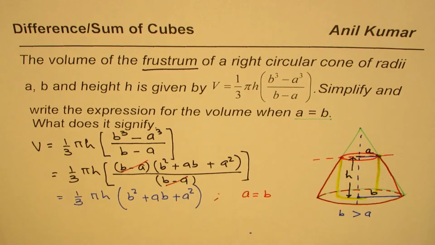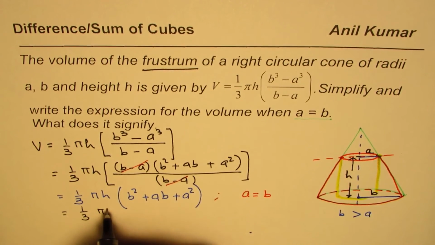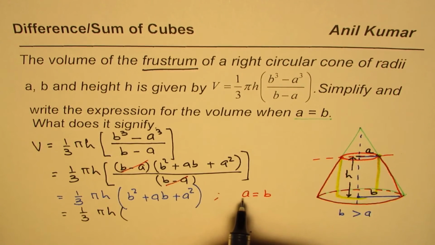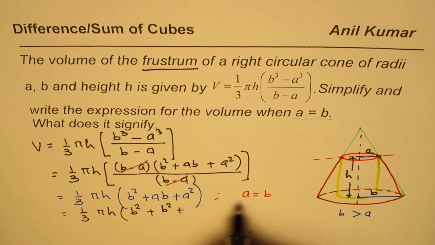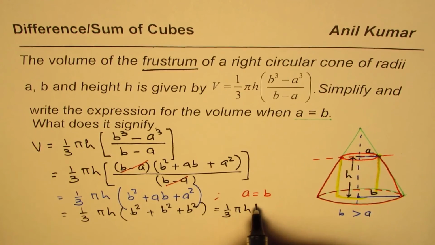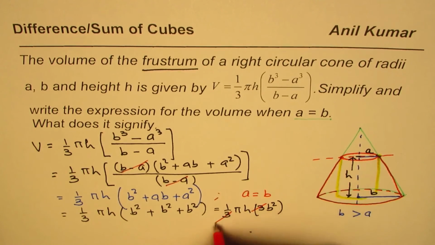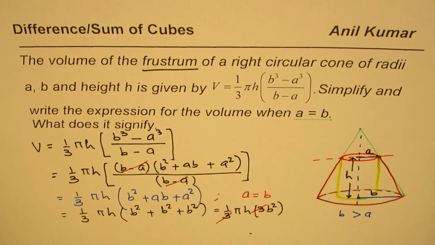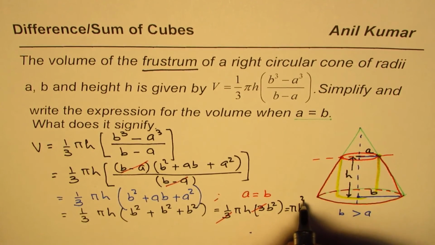So if I substitute a equals b, then I will write this as 1 over 3 pi h. Instead of a, I'm writing b. So I'll have b square plus b times b, which is b square, plus a square, and since a equals b, I'm writing b for a, so it is b square. So we get 3b square. So it is 1/3 pi h times 3b square. And 3 and 3 cancel. So what do you get? Pi b square h. Do you see that?